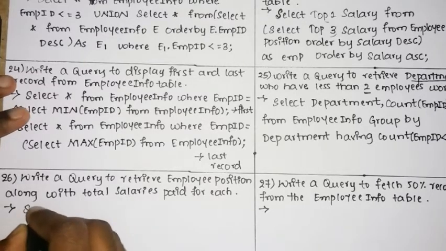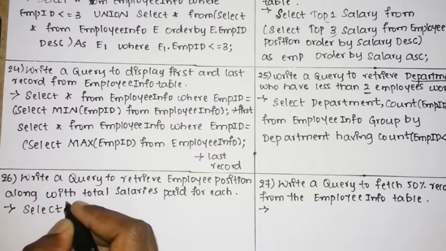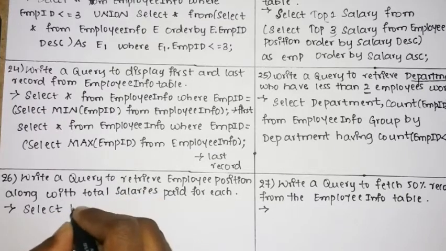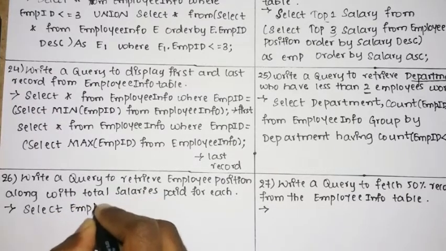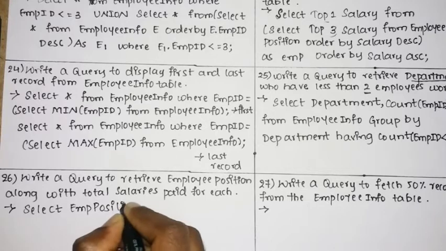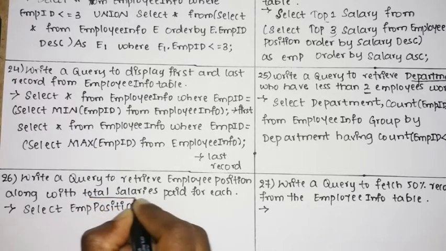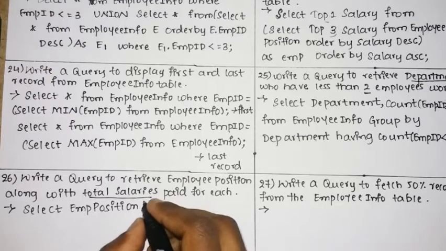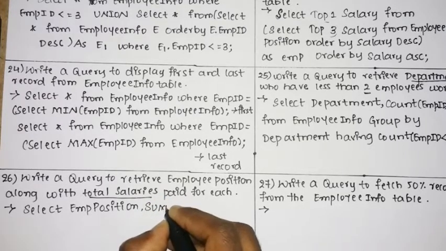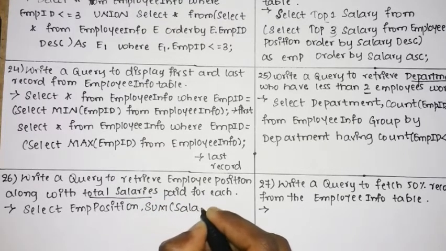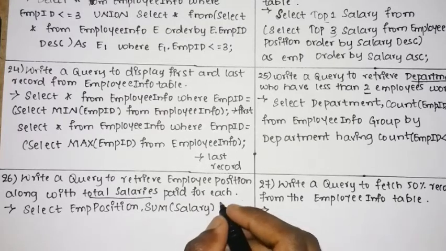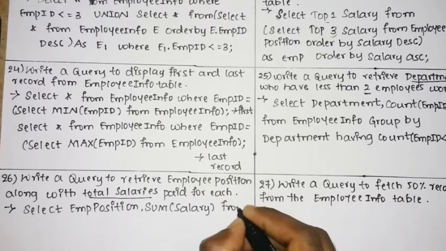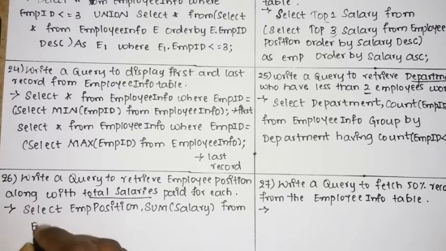So what you need to write, again, is select. Followed by select, what you need is employee position. So select employee position, comma, total salary. Total salary means you need to find the sum of salary. For that we have an aggregate function, sum of salary. So select employee position, comma, sum of salary from the table named employee position.